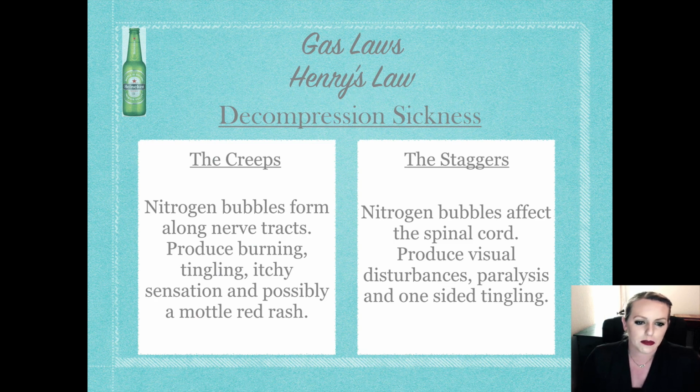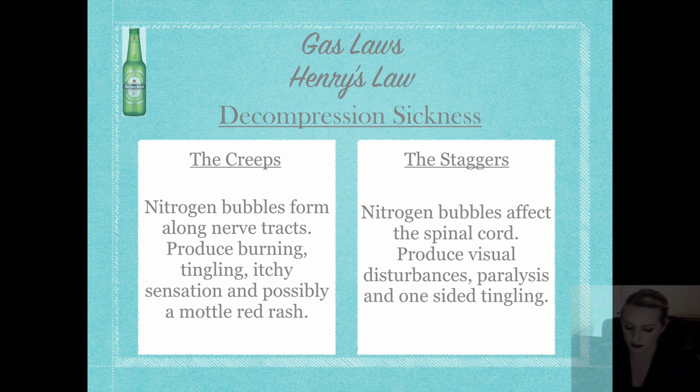You've also got the creeps. This is where the nitrogen bubbles form along those nerve tracts. Burning, tingling, itching, maybe even a red rash. The staggers is where nitrogen bubbles affect the spinal cord. They produce visual disturbances, paralysis, and one-sided tingling.